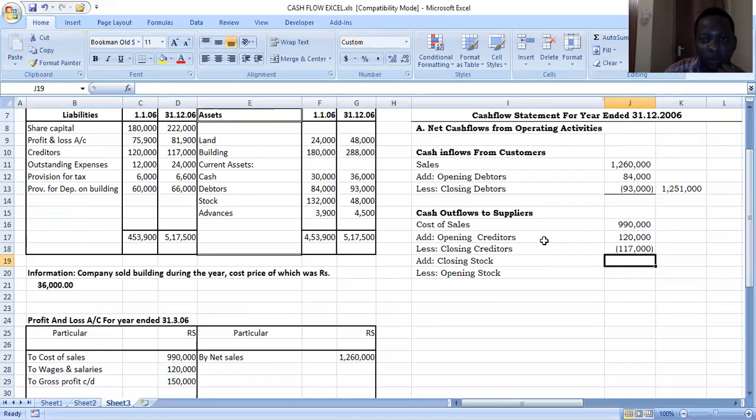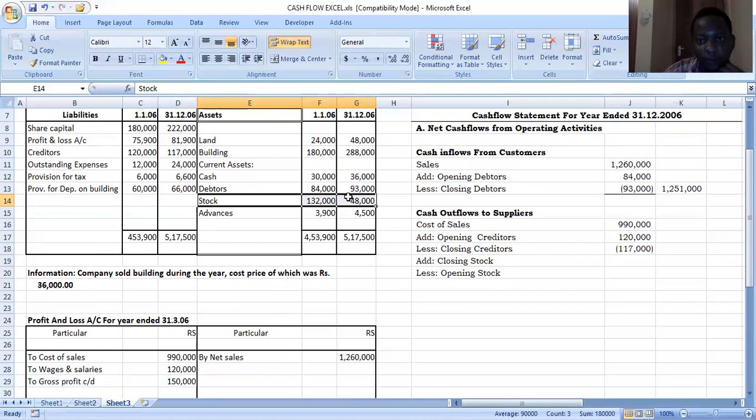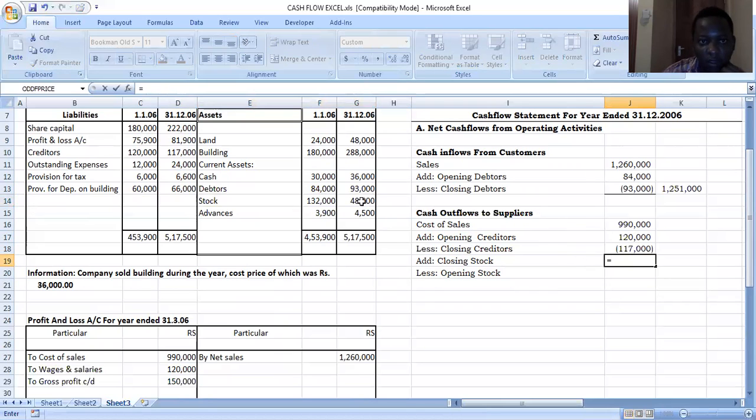Then we have opening stock and closing stock. These are found in the balance sheet on the asset side. So we have stock there. Opening stock is 48,000 shillings, and closing stock is 132,000 shillings. So we add opening stock of 48,000 and less closing stock of 132,000 shillings.